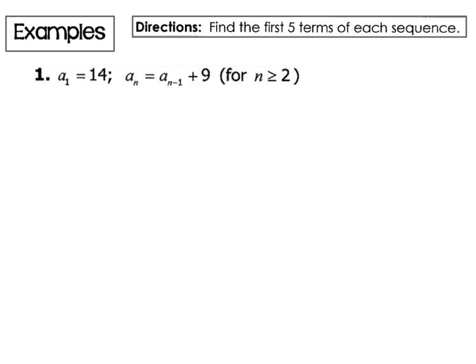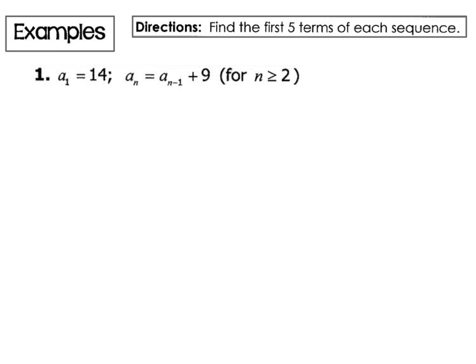All right, let's do some examples on recursive formulas. Number one, our directions are to find the first 5 terms of each sequence. Here we're given our first term. Our first term is 14, and we're given our recursive formula, our rule. Our rule is saying that the nth term is equal to the previous term plus 9.